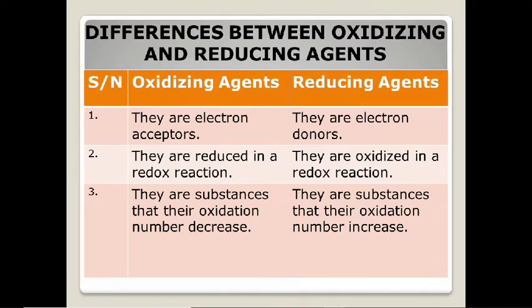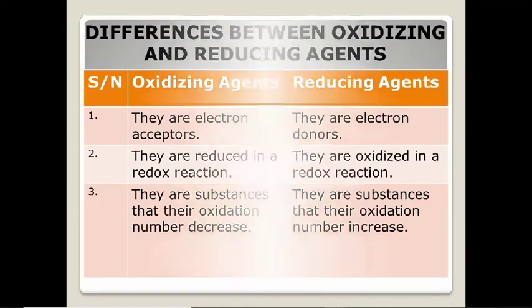Oxidizing agents have their oxidation number decrease from left to right of the equation, while reducing agents have their oxidation number increase. So the oxidation number of a reducing agent increases from left to right of the equation, that is, from the reactant to the product side.